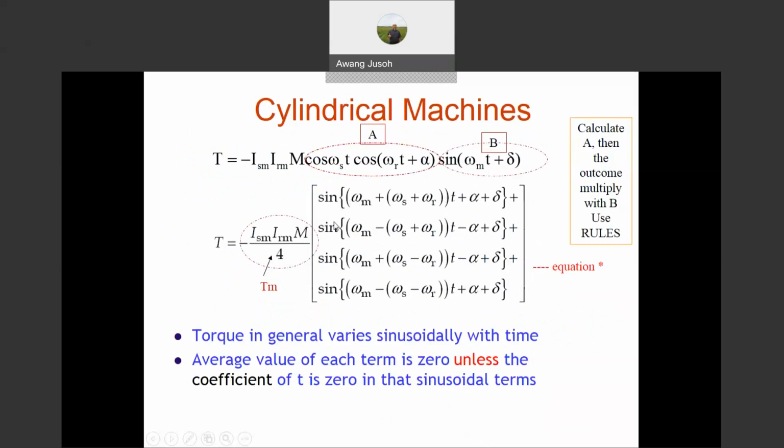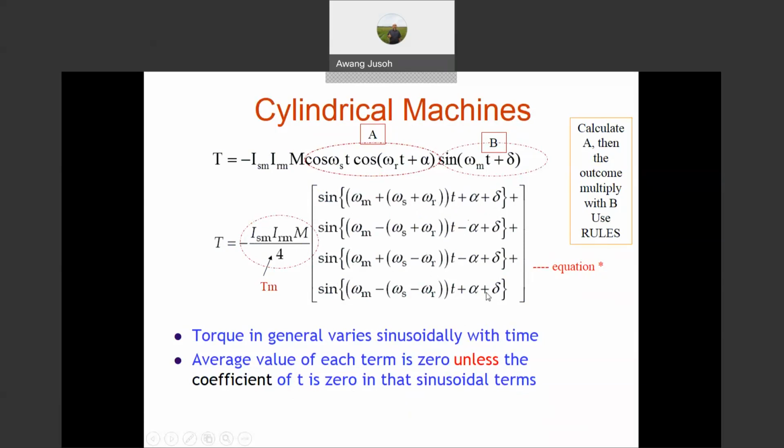Right. Based on this equation, we see that the torque basically varies sinusoidally with time. When the time changes, the torque also changes sinusoidally. And the average torque of each term here is 0 because of the sine of omega t there, unless the coefficient of t in that sinusoidal term is 0. If the coefficient of t here is equal to 0, then we get non-zero torque in that particular system.